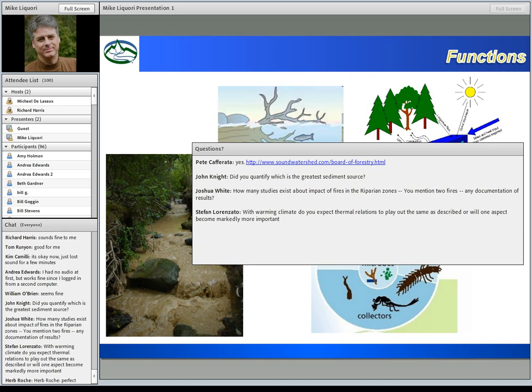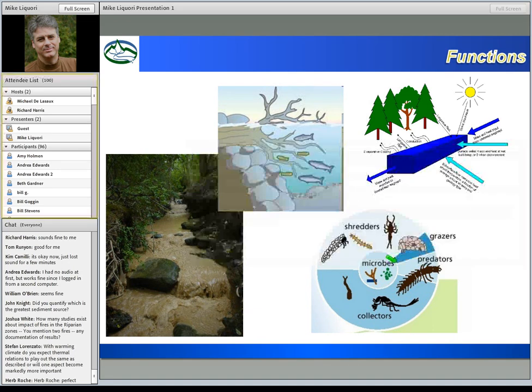Stefan would like to know about whether with warming climate, thermal relations may play out the same, or will there be some kind of changes? Want to make some kind of crystal ball guess on that one? Well, it's interesting because the thermodynamics that affect stream temperature are physical laws. They're not biological. So it's actually fairly reasonable to predict how these things will respond.